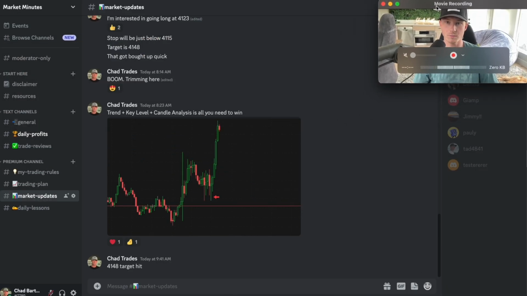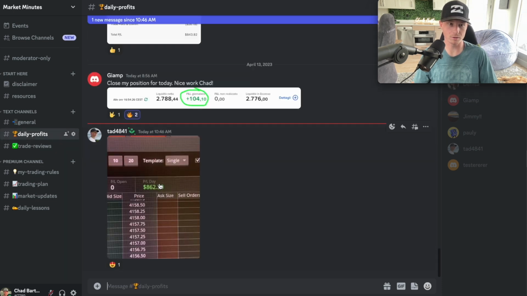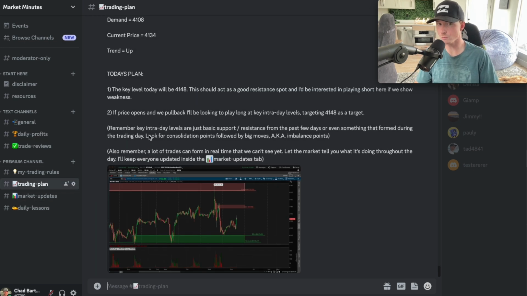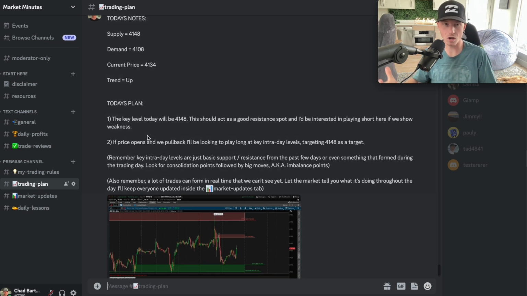If I go inside my Discord community, as we can see, we actually have some members posting some profits from the day. They're crushing it. And anyways, what I'm going to do is go to my trading plan. This is my pre-market plan that I post every single day. And this kind of goes along with my system. This goes along with my checklist, right?